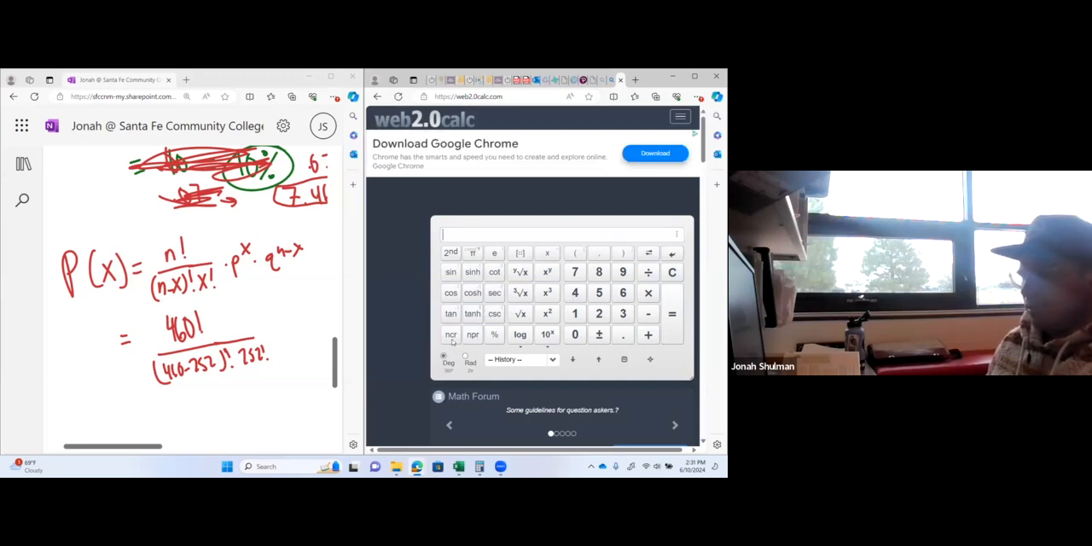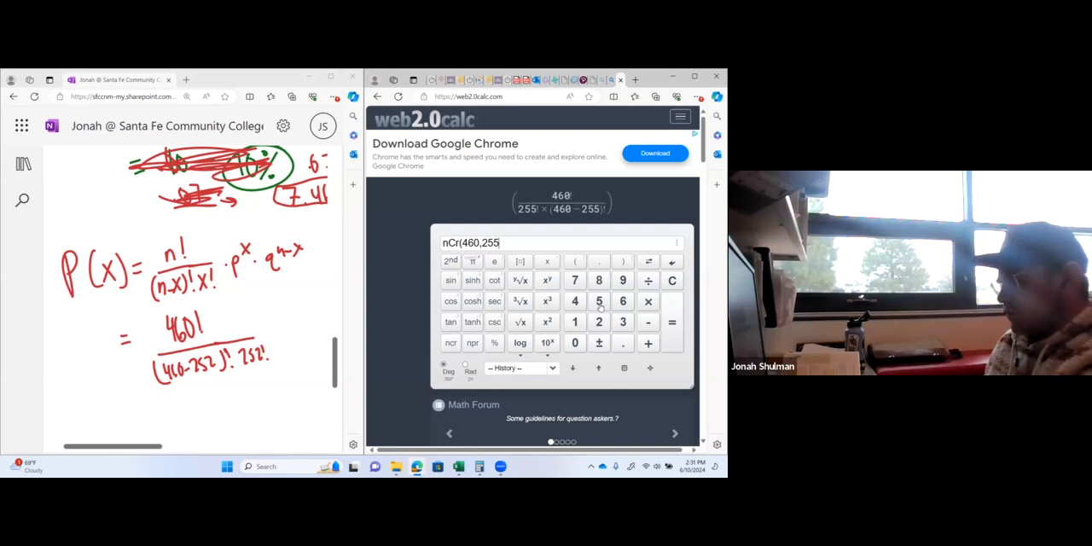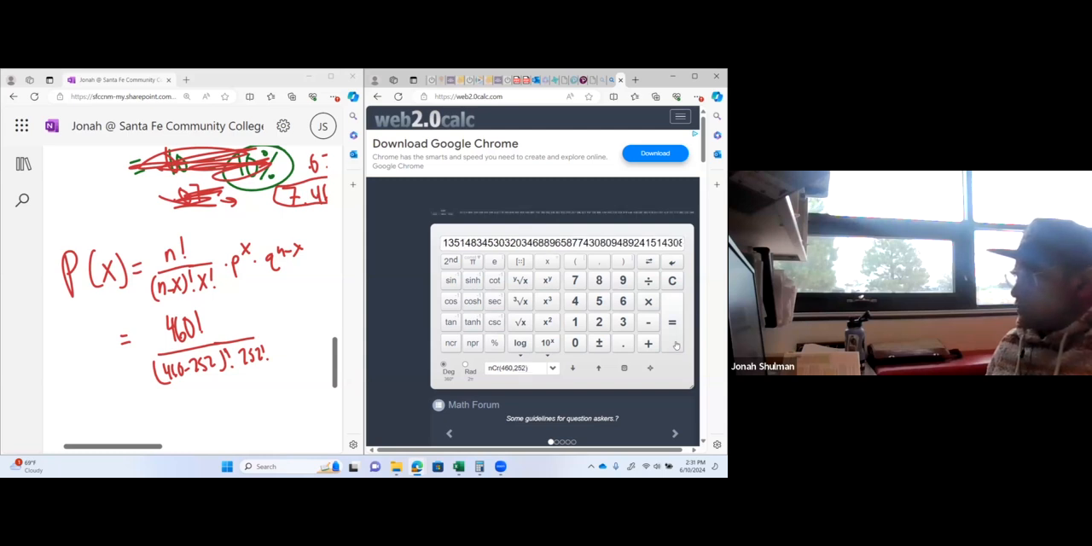Here we go. nCr is what we want. So all I have to do is put in our n is 460 and our amount of groups is 252. Nice. Notice that it already did it for us. So 460 factorial, 460 minus 252, 252. That is not a small number. So I guess I got to do it all in one step. All right, which is fine.